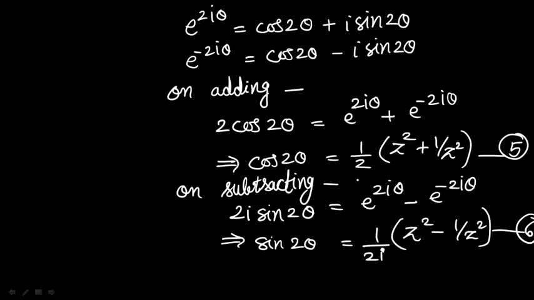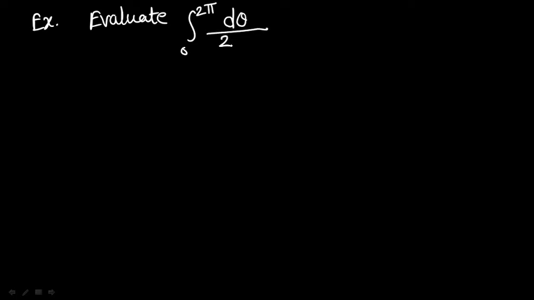Now we discuss one example of contour integration. Evaluate integration 0 to 2 pi d theta upon 2 plus cos theta. If the limits 0 to 2 pi are not given, then first we convert the integral into 0 to 2 pi and then apply the method of contour integration.